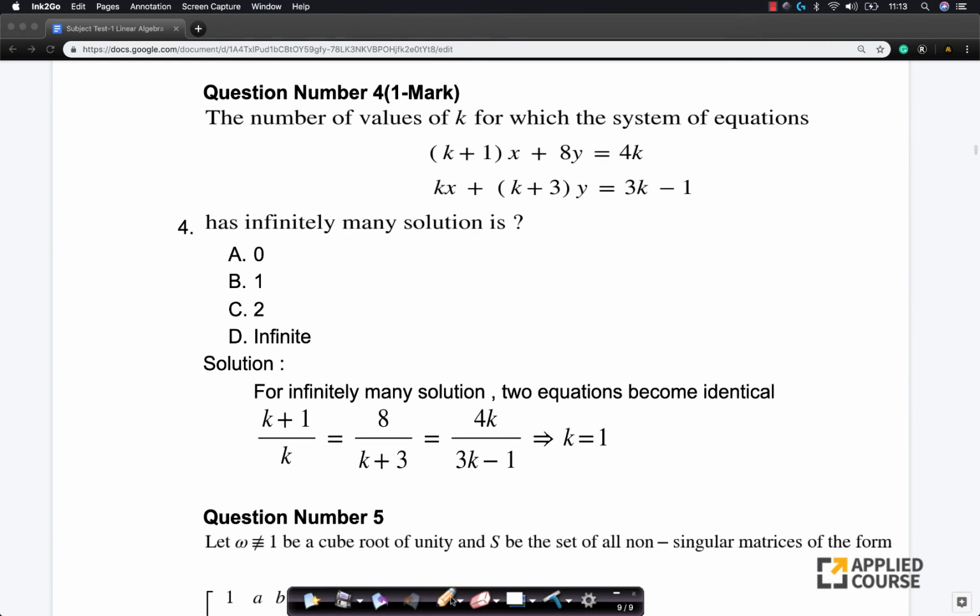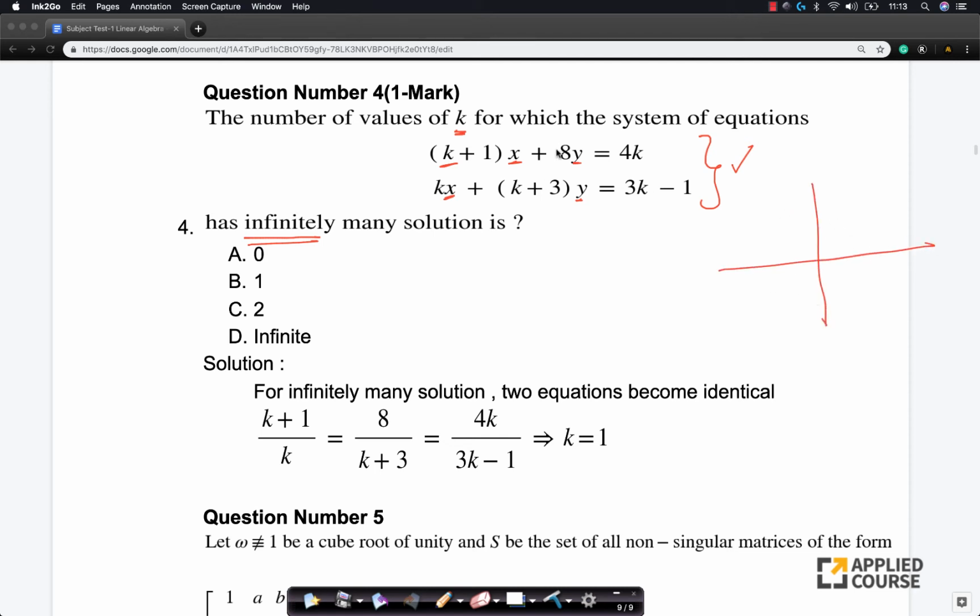Okay, now let's look at this question. The number of values of k for which the system of equations has infinitely many solutions. First of all, you have to understand what it means to have infinitely many solutions. Look at this. These are two equations and two variables. There are only two variables here, right? And k is what we want to determine, right?